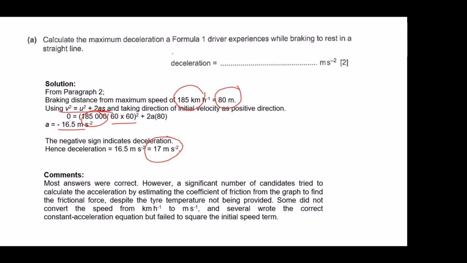Okay, generally most of the answers were correct. A number of students tried to use the graph, the temperature graph, and the coefficient of friction, right? But there's no tire temperature given, right? So do take note whenever you read a graph, make sure you know what you're looking for, right? Conversion of units, right? km, meters per second, okay? So be careful of the units.